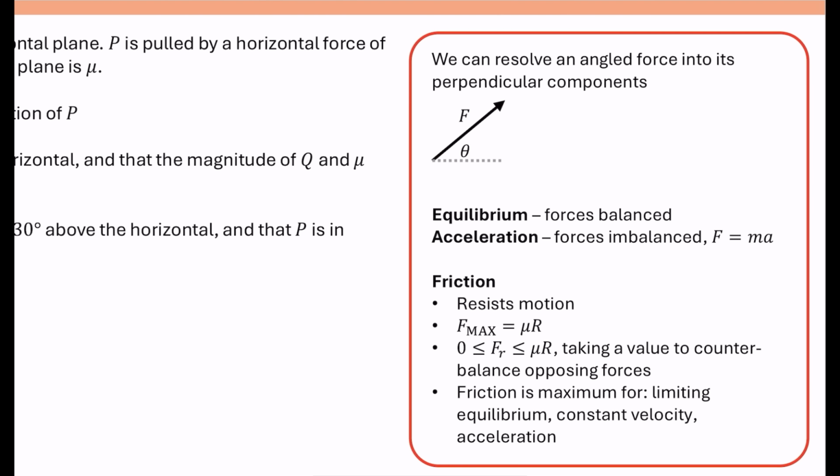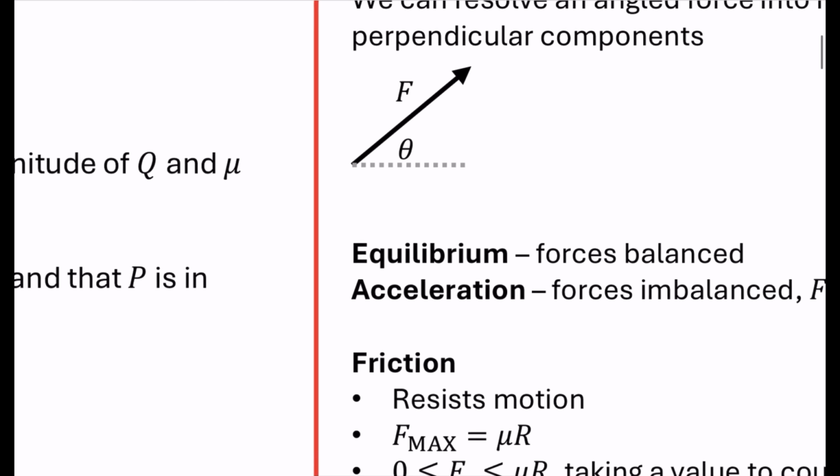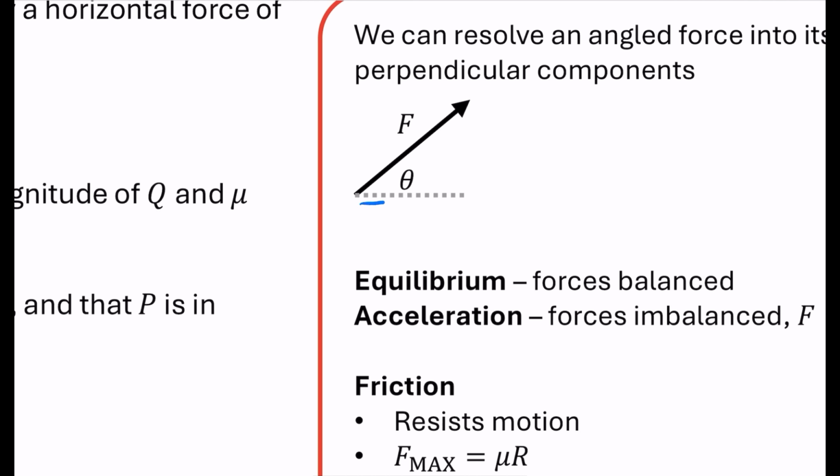We can resolve an angled force into its perpendicular components. So this is the size of the force, this is maybe the angle that it's moving at, and we know you can just split this using sine and cos. The thing that is going to be adjacent to it would be F cos theta, because we know that cosine goes with adjacent from SOHCAHTOA, and the thing that's opposite is going to be F sin theta, because we know that sine theta always goes with opposite from SOHCAHTOA.